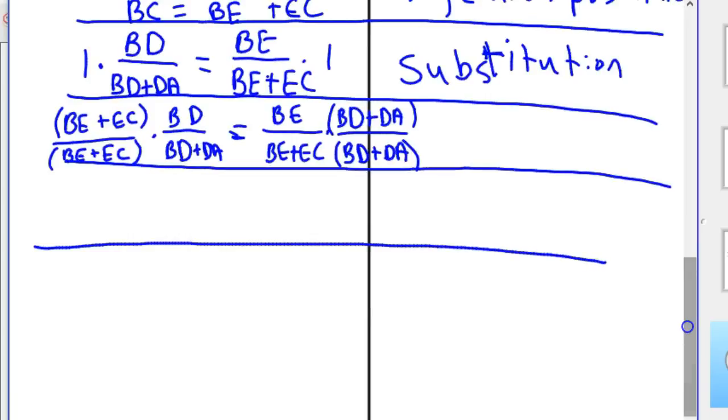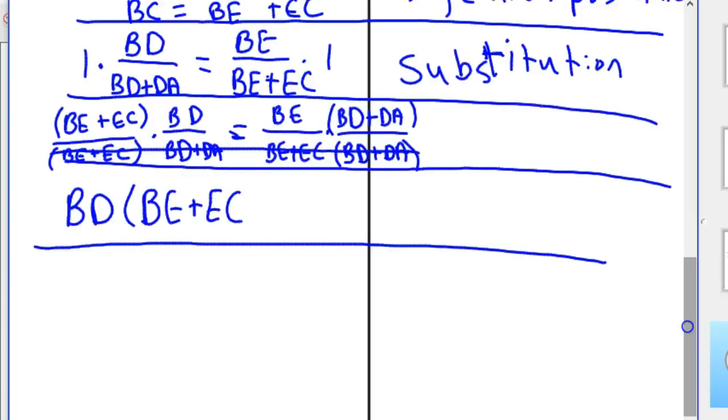And then what happens is you could multiply by this common denominator and those would eliminate. Again, I'm trying to hustle along here. So BD times BE plus EC is equal to BE times BD plus DA. So I multiplied by, that's the multiplication of equality to eliminate those. They'll cross out. That would go here, multiplication of equality.